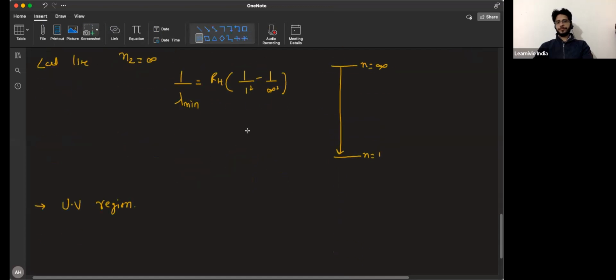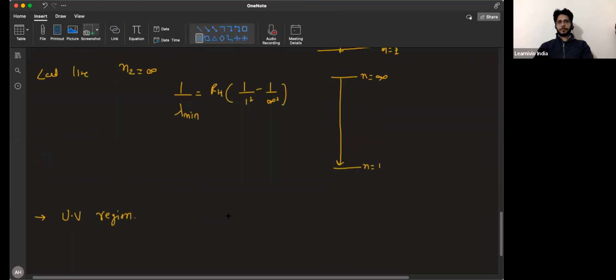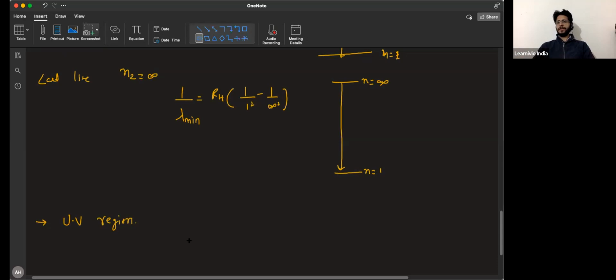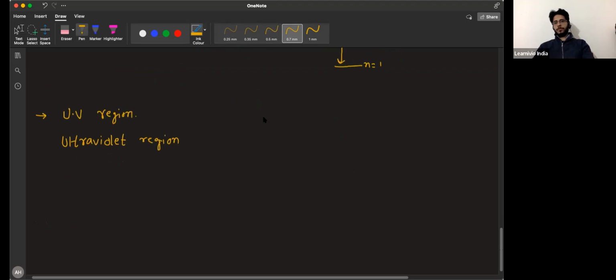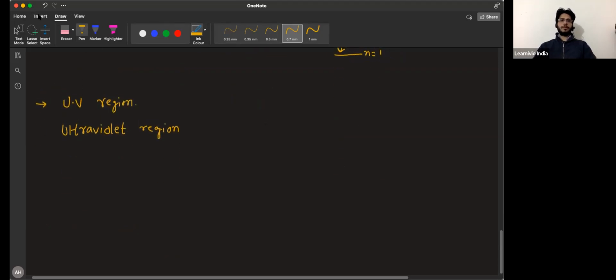So Faisal was asking what this transition means. Faisal, just note this also, that this will lie in the UV region. UV means ultraviolet region. This will lie in the ultraviolet region. What do the first, second, and third line mean?